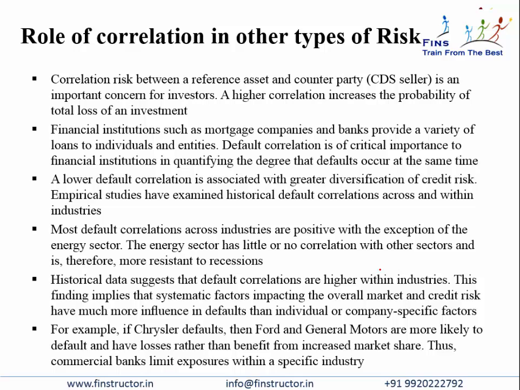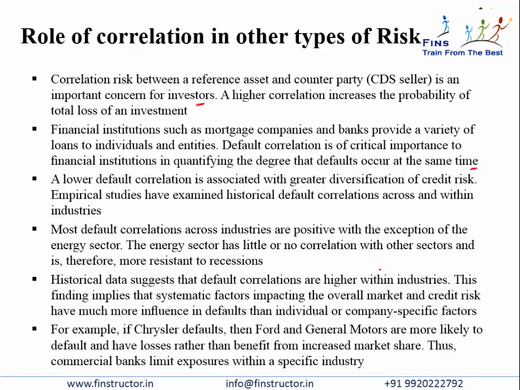The correlation risk between a reference asset and a CDS seller is an important area of concern, as we studied. It can be a wrong way risk. A high correlation increases the probability of total loss. So your asset also defaults and the CDS seller is not able to make good the contingent payment as well. Financial institutions such as mortgage companies and banks provide a variety of loans to individuals and entities. Default correlation is of critical importance to institutions in quantifying the degree that defaults will occur all at the same time. Lower default correlation generally means greater diversification and lower risk.